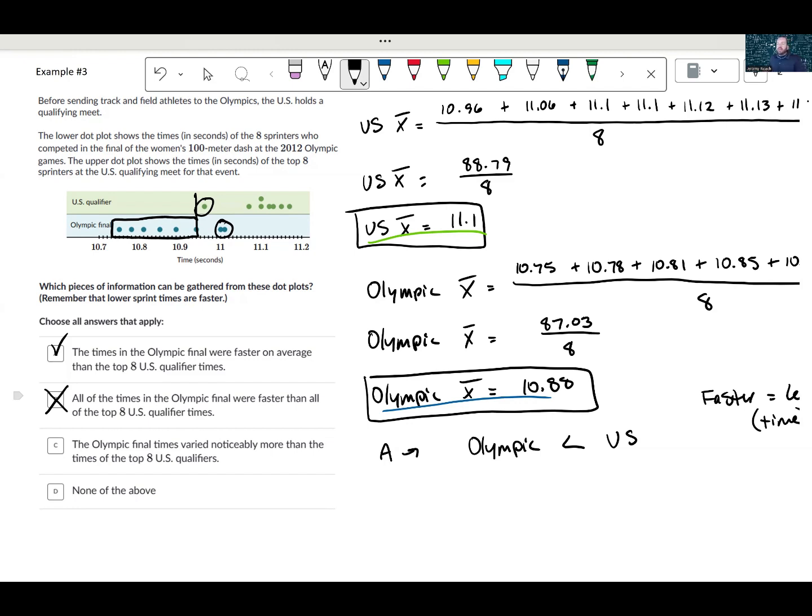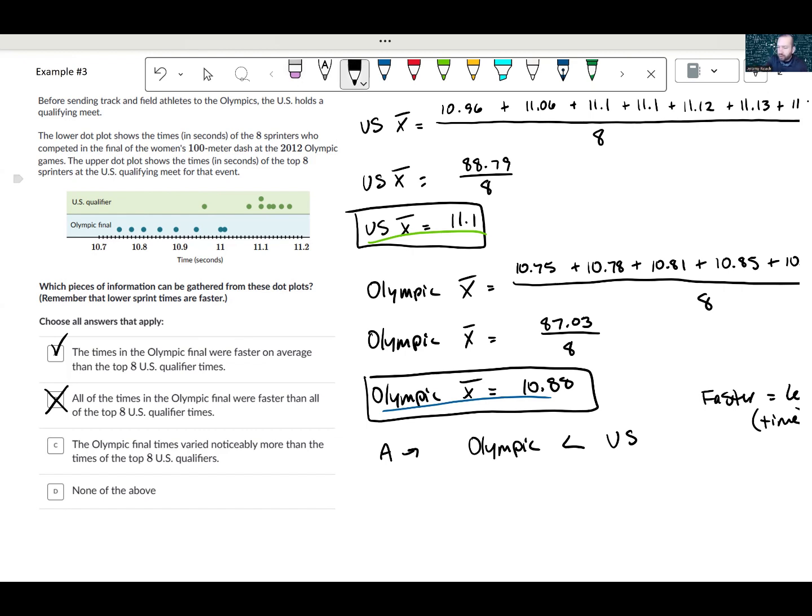Okay. And then finally, the variability. It says the Olympic times vary more noticeably than the US times. And again, we're just going to check our range for this one. Well, let's see here. We could calculate the IQR for this. We could list out every single point, but that would take considerably more time. I think the range already provides enough evidence to support our conclusion about whether the Olympic times varied more noticeably than the US times.